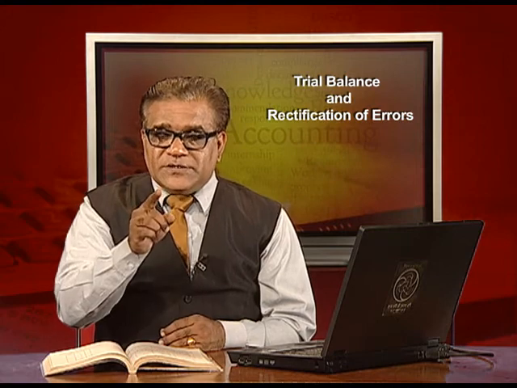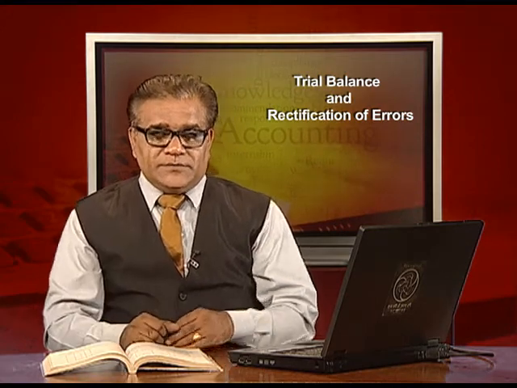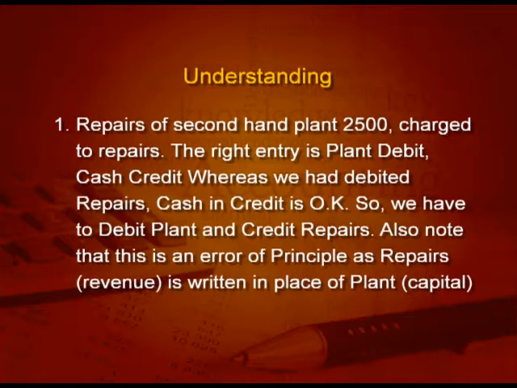So, the right entry is plant debit, cash credit, but what we have done is we have debited repairs and credited cash. Now, cash in credit is okay. So, what we have to do is debit plant and credit repairs so that it is rectified. Also note that this is an error of principle, because repairs is a revenue expense and you have written it in place of plant, that is capital expense.